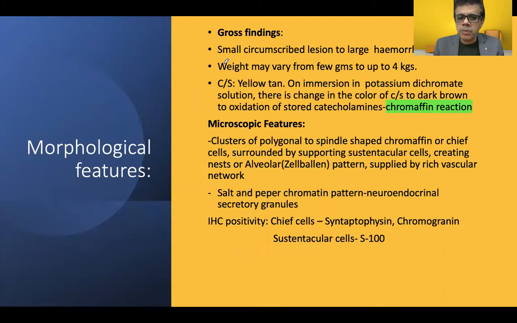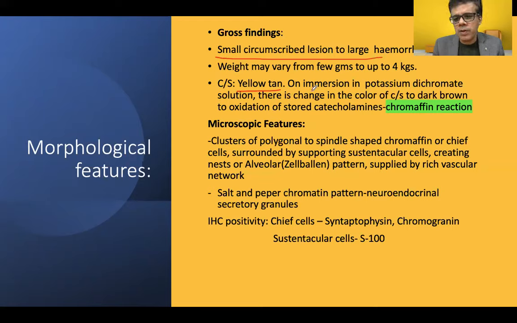So coming to the morphological features, gross findings include small circumscribed lesions to large hemorrhagic lesions, and the weight may vary from a few grams up to 3 or 4 kilograms. Cut section is typically yellowish tan most commonly, or larger tumors may be hemorrhagic in appearance, reddish brown if severely hemorrhagic.